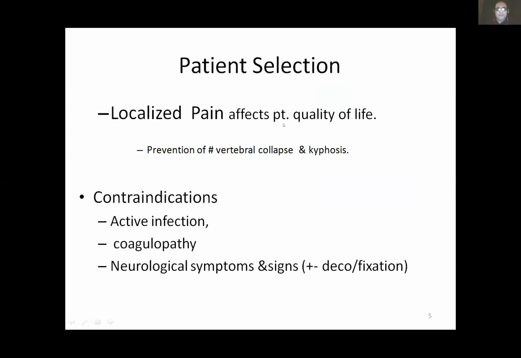Let us start by taking the patient selection. You select your patient with localized pain that really affects the quality of life. Your goal is to prevent further vertebral body collapse and prevent further kyphosis deformity for the patient. And be careful. It may be contraindicated in some patients with active infection, in some patients with bleeding tendency and coagulopathy. And I do believe that if your patient has neurological symptoms and signs, vertebroplasty is not the solution, because you need to decompress and you need to fix your fractured vertebrae.